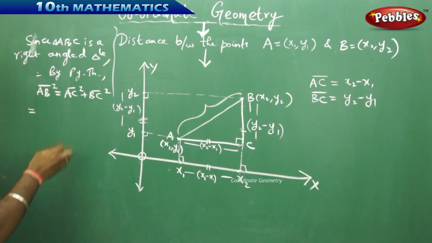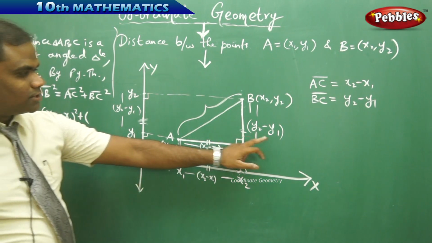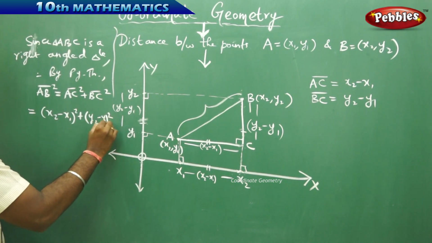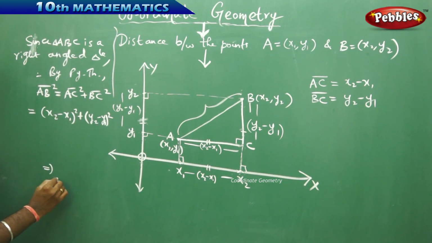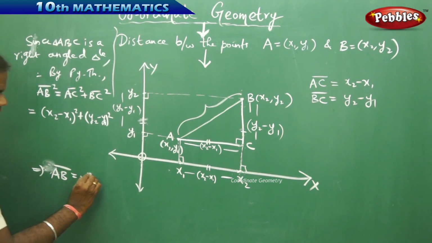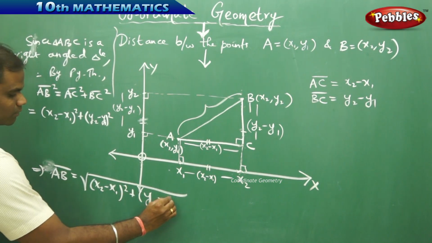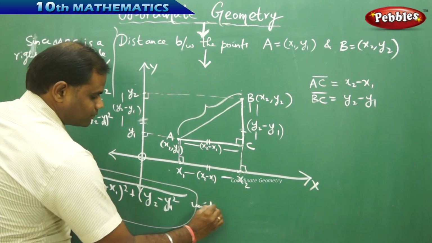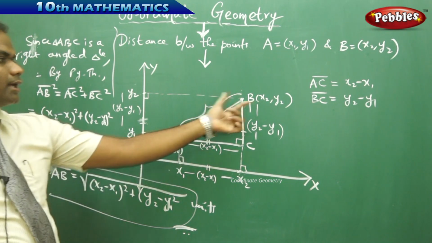So when I substitute AC, it is (x2 minus x1) whole square plus BC, which is (y2 minus y1) square, is what I get for AB square. So when AB square is this, that implies my AB is nothing but root of (x2 minus x1) whole square plus (y2 minus y1) whole square units is what I get when I find the distance between 2 points A and B.